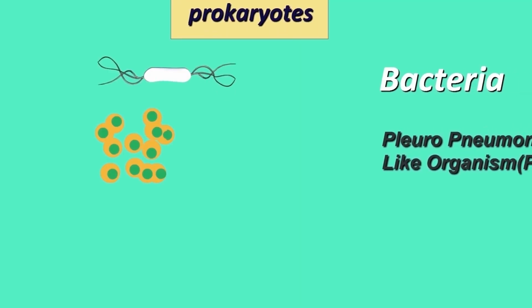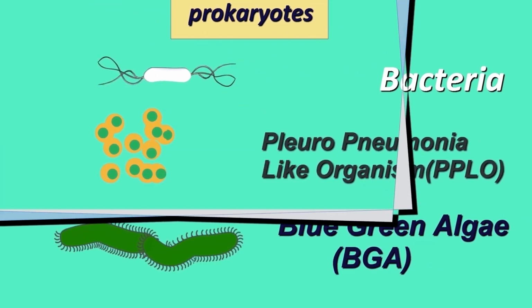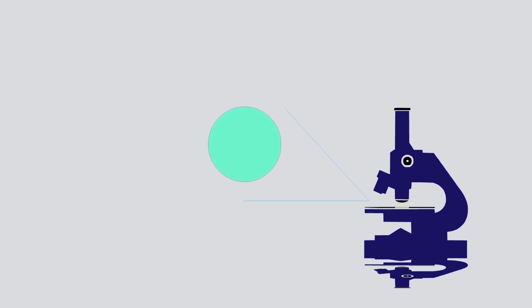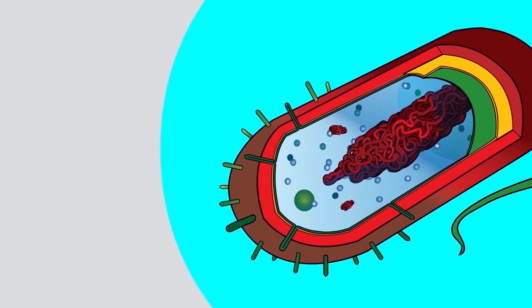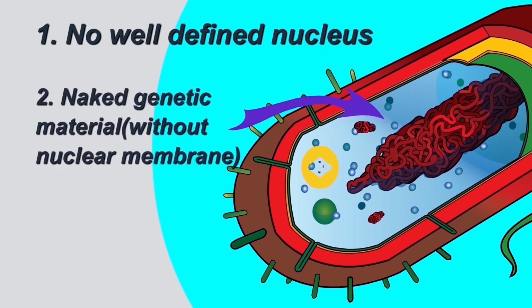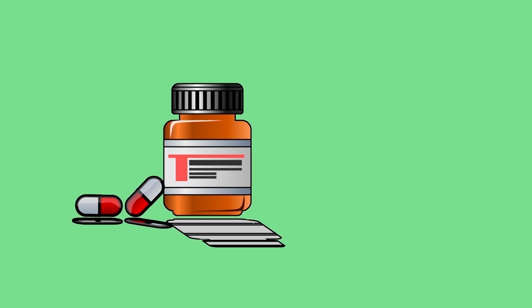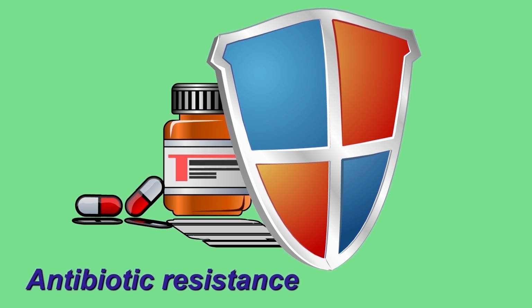Let us now get deep into the prokaryotic cells. Basically, all the bacteria, pleuropneumonia-like organisms, and blue-green algae come under prokaryotes. The defining feature that differentiates prokaryotes from eukaryotes is that they do not have a well-defined nucleus. Their genetic material is naked, but they have an additional small circular DNA called plasmid DNA. This plasmid DNA is absent in eukaryotes but present in prokaryotes. It contributes to the antibiotic resistance of the prokaryotes.